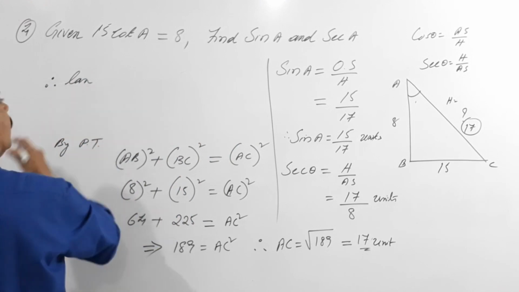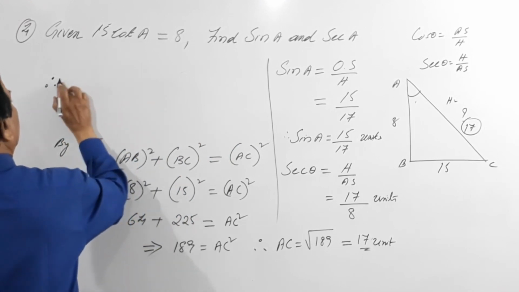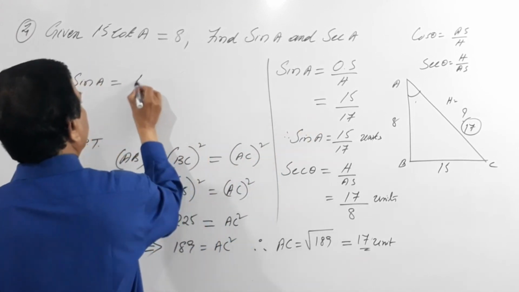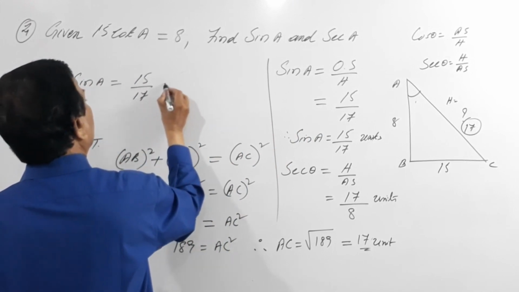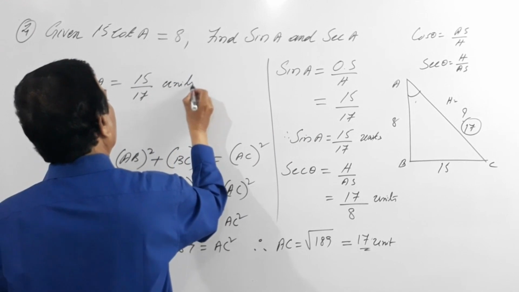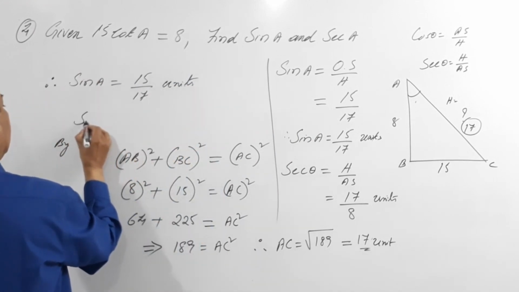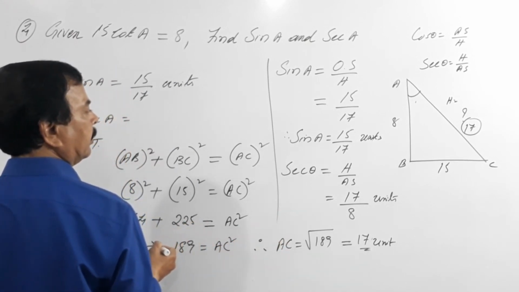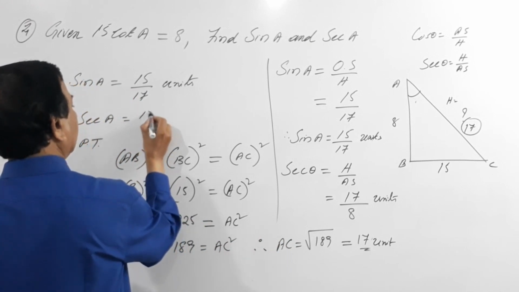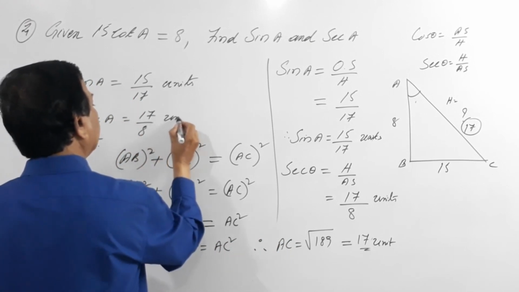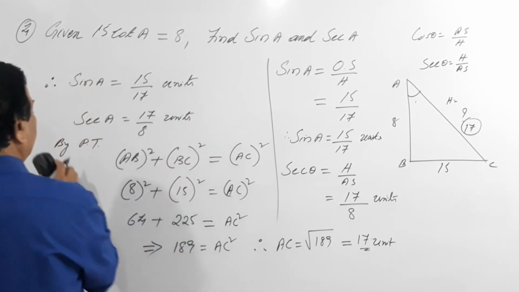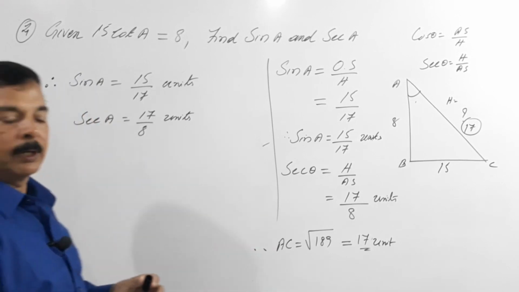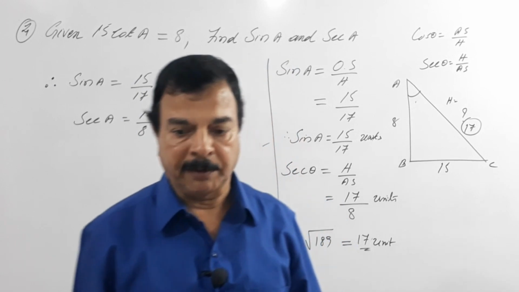Therefore sin A first, therefore sin A is 15/17 units and secant A equals to 17/8 units. So problem number 4 is done. So we go for problem number 5.